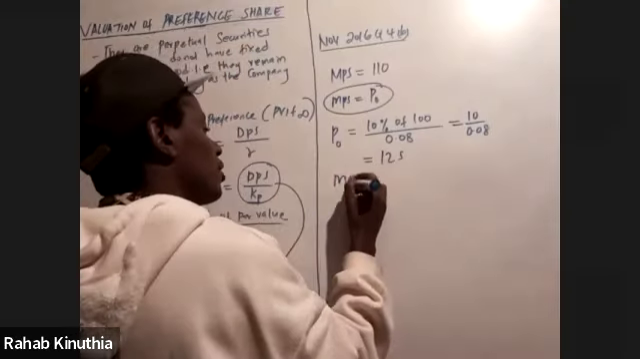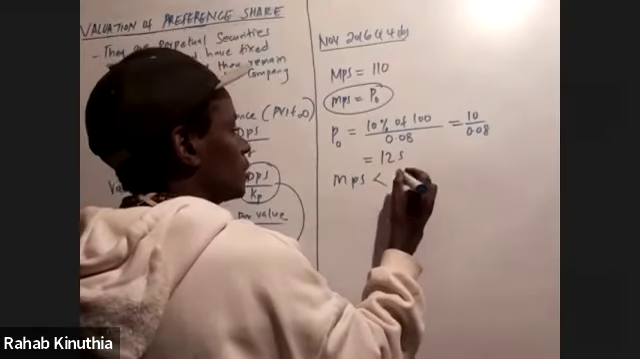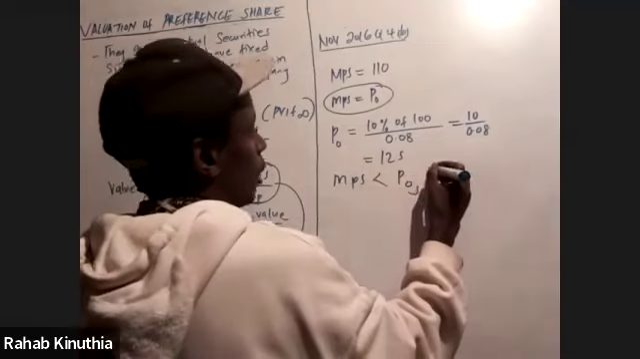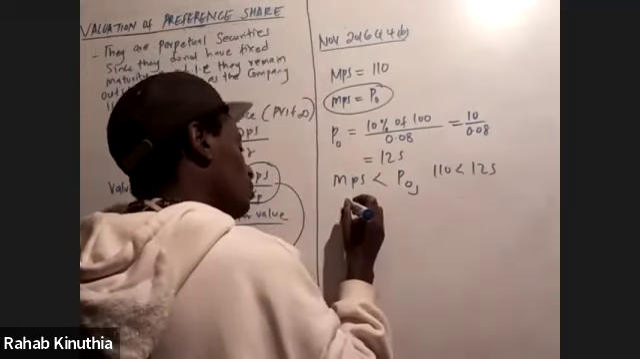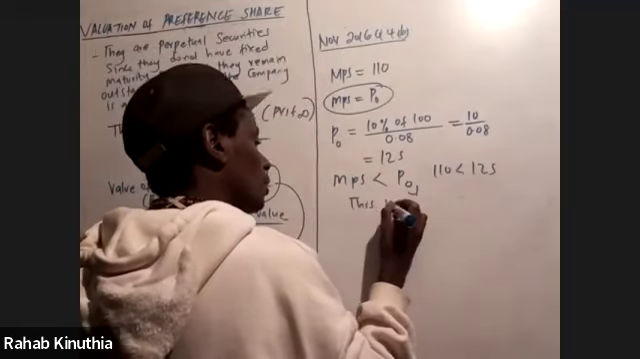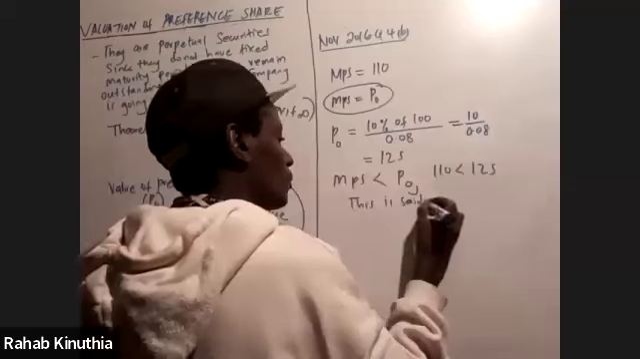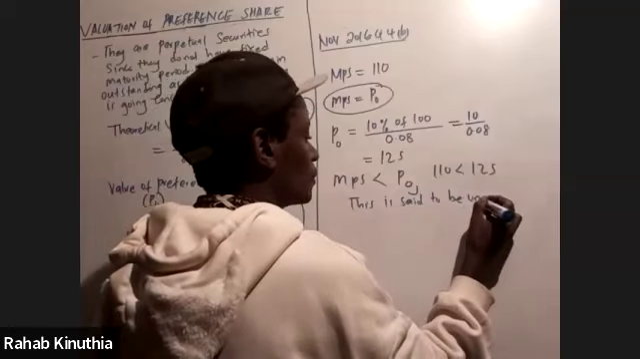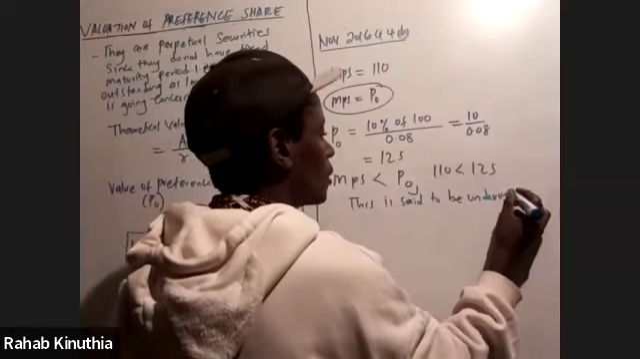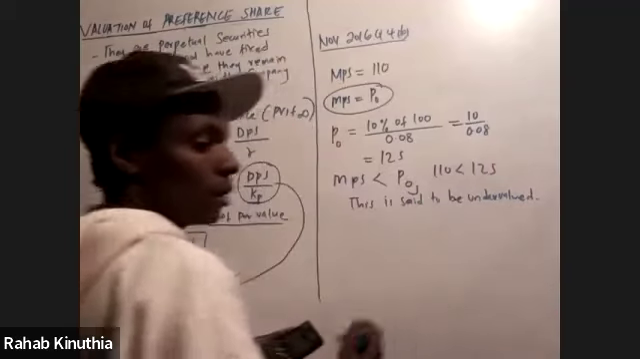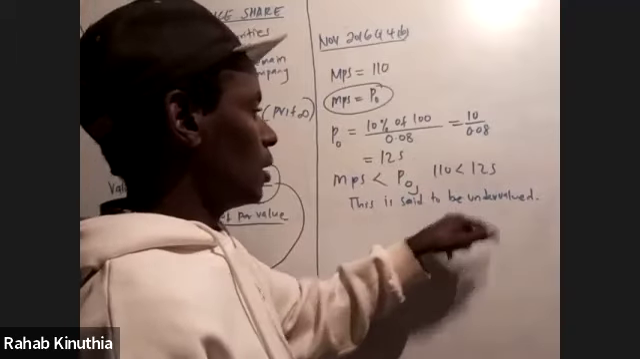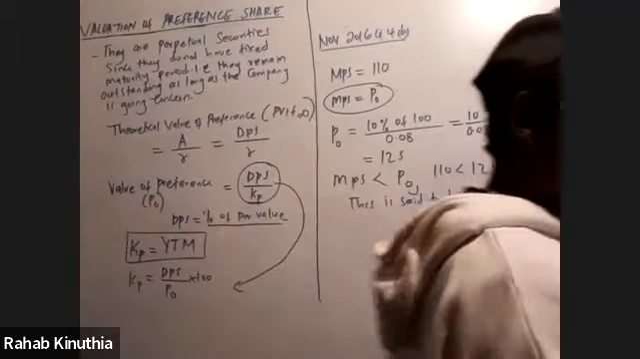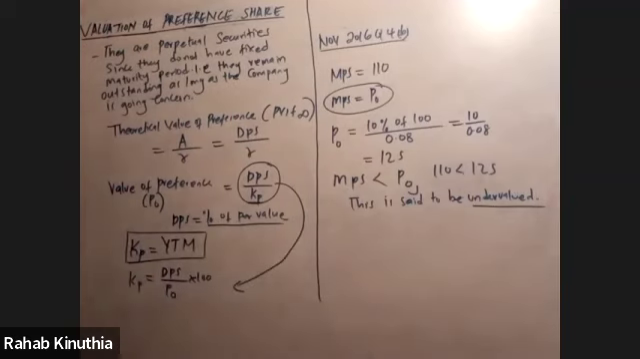Now our MPS is less than P0. We have seen here 110 is less than 125. Now this is said to be undervalued. But if greater than, overvalued. So if the market price is greater than P0, overvalued. If less than, undervalued. So that one, the notes are there in topic 1 at the start. Then that one is enough. That one marks the end of preference shares.